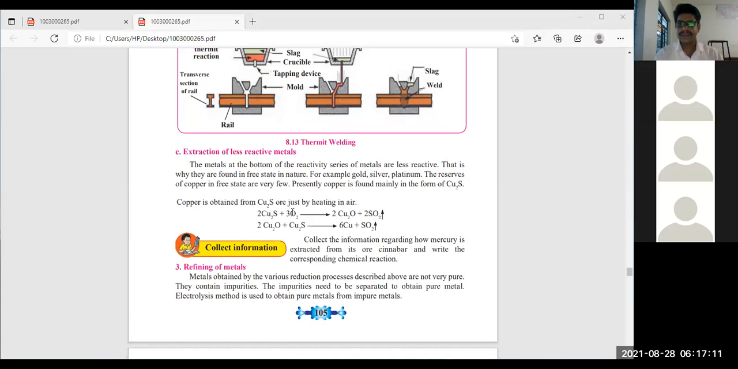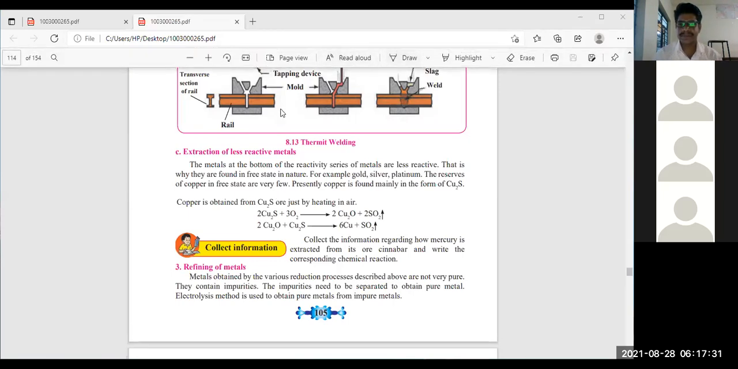Yeah, very good. So with the help of the roasting method, we'll get cuprous oxide, or copper oxide, and sulfur dioxide will be released. Then this copper oxide reacts with the copper sulfide, and we'll get copper. So like this, extraction of less reactive metals we have seen.